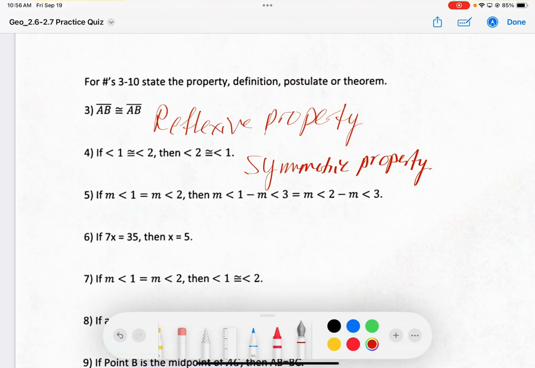If the measure of angle 1 equals the measure of angle 2, then the measure of angle 1 minus the measure of angle 3 equals the measure of angle 2 minus the measure of angle 3. Which one is that going to be? Not substitution. Let's look at what we got. We started with measure of angle 1 equals measure of angle 2, and then we have that again, but now it's minus measure of angle 3 on both sides. We're subtracting the measure of angle 3 from both sides. So it's going to be subtraction property.